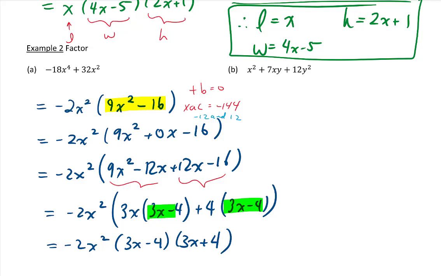And again, if you knew the shortcut for the difference of squares, you could start with the 9x squared minus 16, and you could have gone right to this step here.